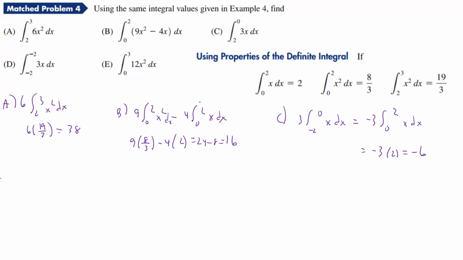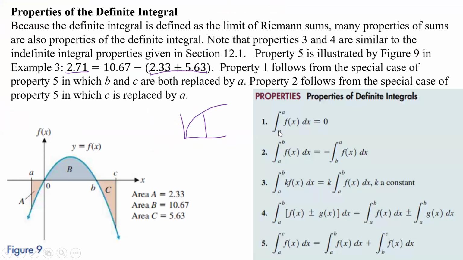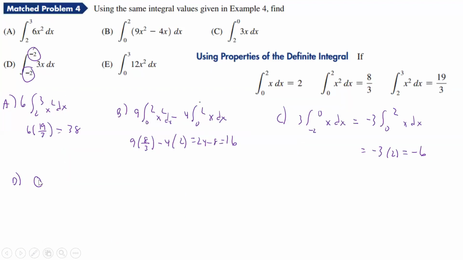All right, what about D? Okay, so first off, it doesn't matter here. If we're going from -2 to -2, that is going to be 0. That's just by definition. So we don't even have to worry about that one. A to A, it's 0. So no matter what our function is or what constants it has, that's just 0. So that was the easy one.